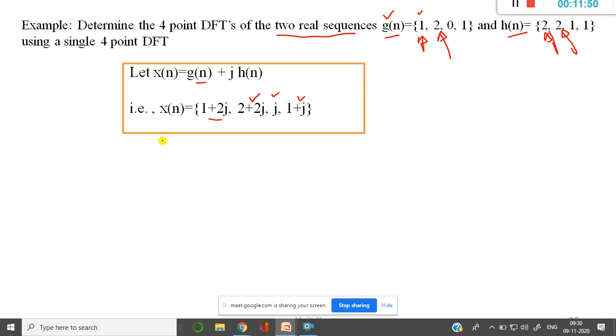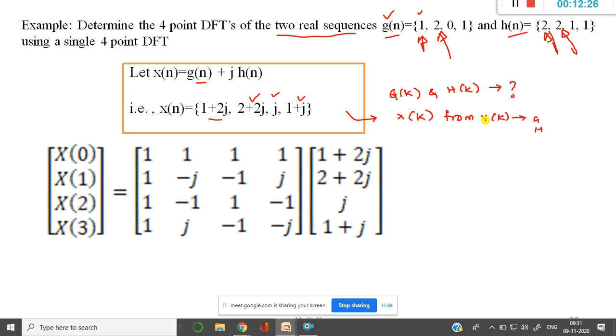Now what we need to do? We need to obtain x of k, because I need g of k and h of k, but I should calculate them using a single n-point DFT. What we do is very straightforward. We calculate x of k from x of n, and from x of k we try to obtain g of k and h of k. That's it, right? Now we try to calculate my x of k values.